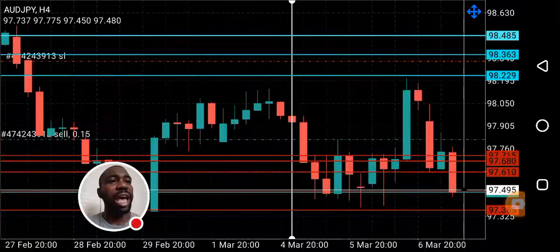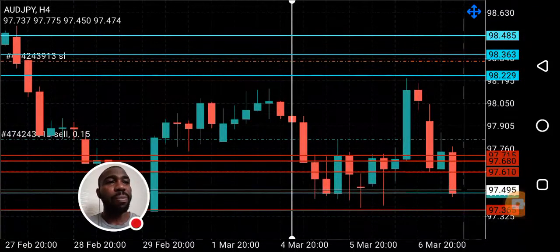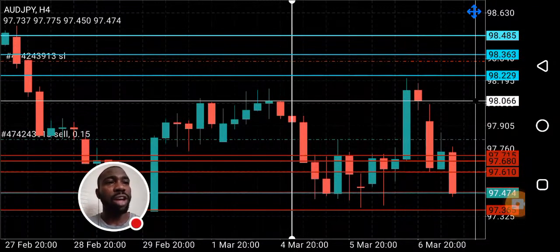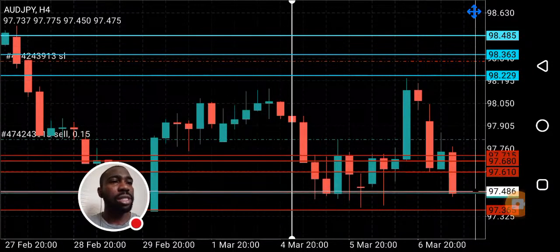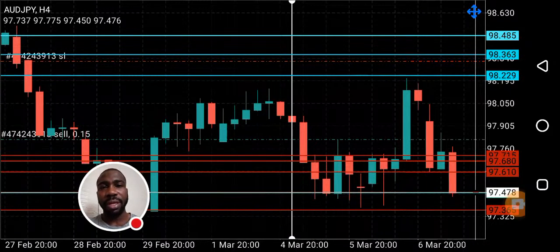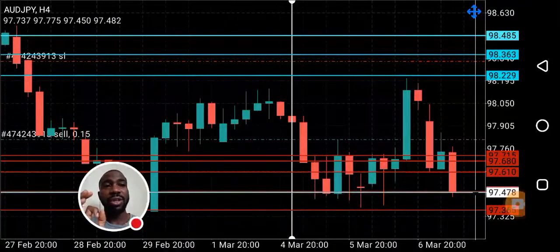So calculate the risk. If you decide to sell at the current market price, the risk will be, okay, this should have been your entry, 98.06 and 97.4. That's about 60 pip risk. The risk will be as high as 60 pip risk. And for me, that risk is too high. So I will not advise.